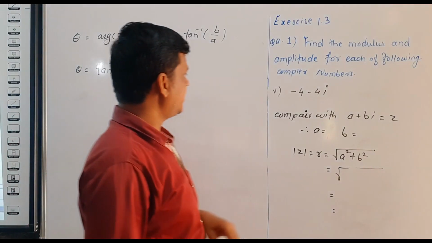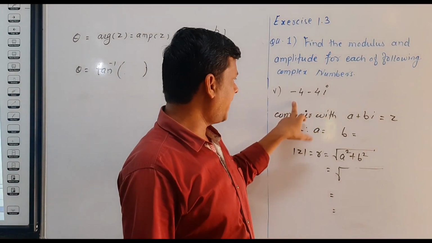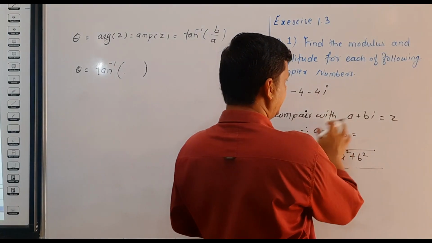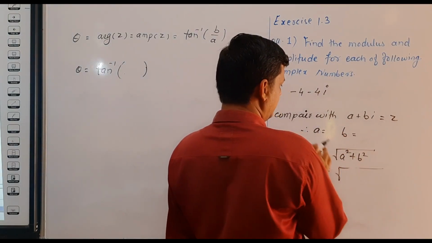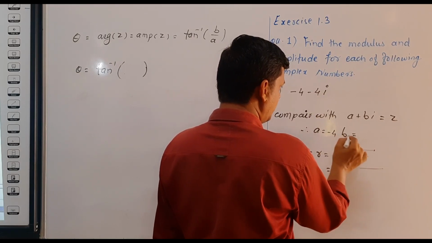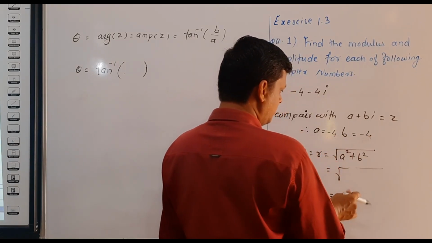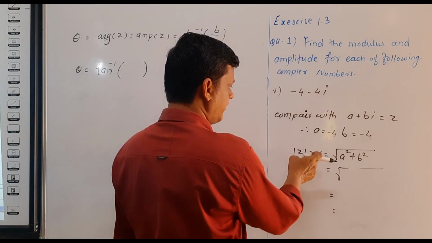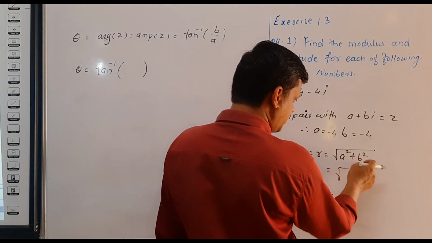Now see the next example, minus 4 minus 4i. So we compare this with a plus bi. So a equals minus 4, b equals also minus 4. So the modulus of z, that is the value of r, equals under root a squared plus b squared.